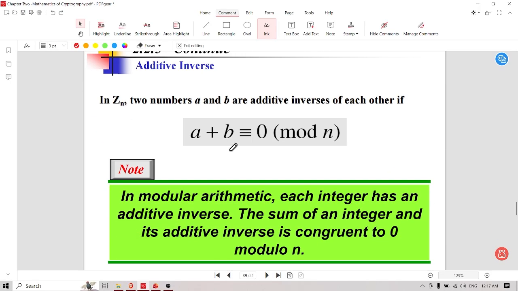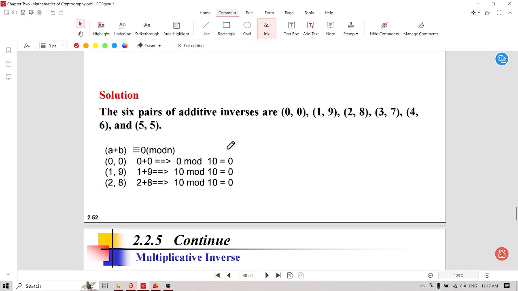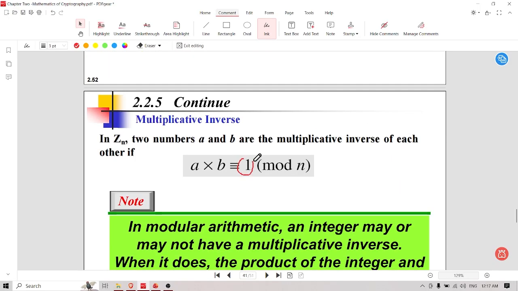Now we have some rules. We say a plus b is congruent to 0 mod n. So for additive, it should be 0. We should get 0. For multiplicative, we should get 1. These two numbers should be in your mind.